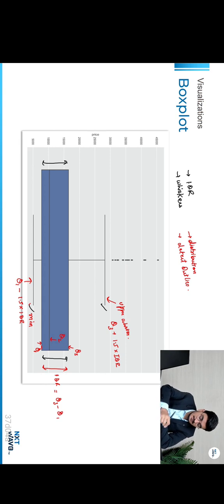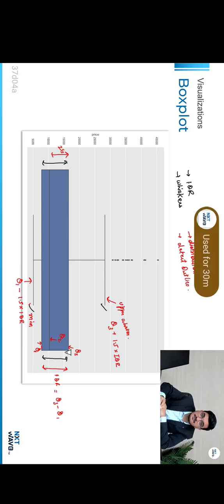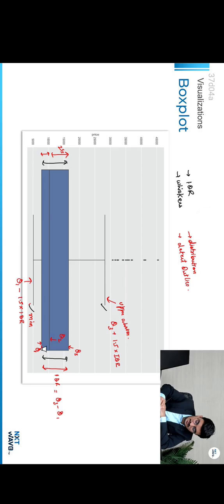Now, if you see, this range will have 25% of our data, from Q2 to Q3. Also, this range, Q1 to Q2, will have 25% of our data. So we can see 50% of our data falls within this range itself, from here to here, which is around 6,000 to 17,000. This is how we can understand how our data is distributed across different values of price.